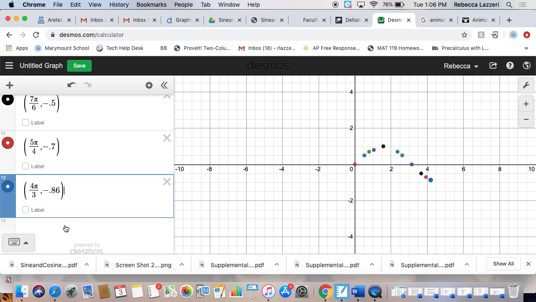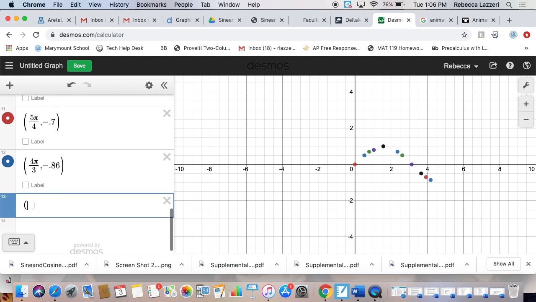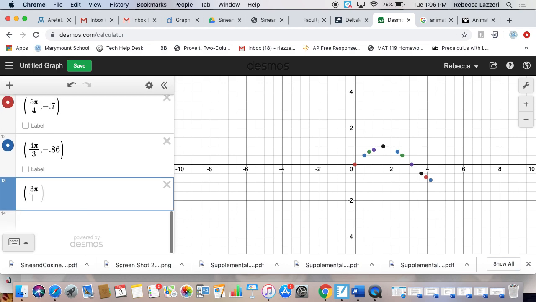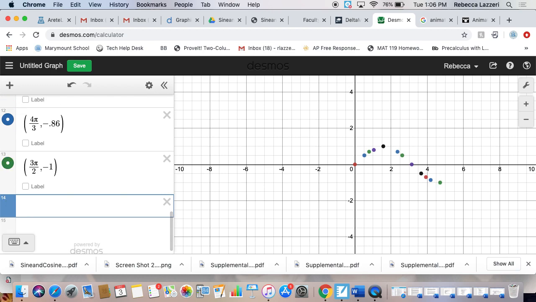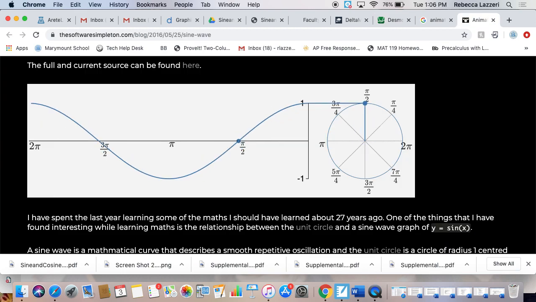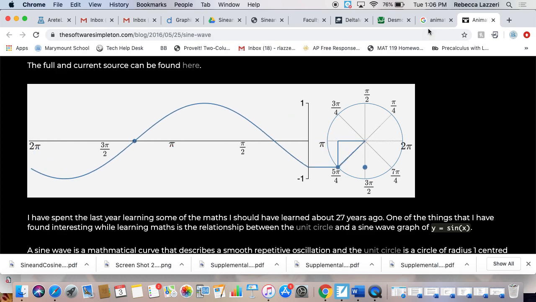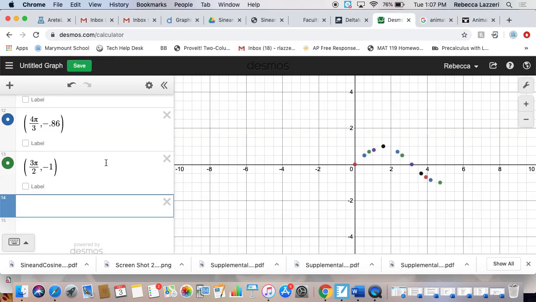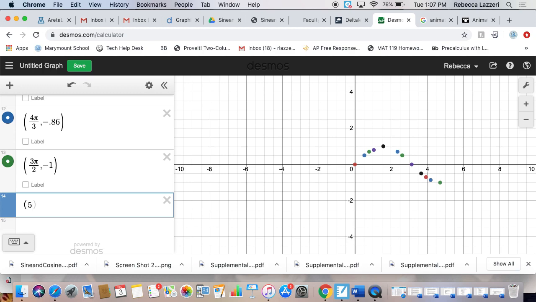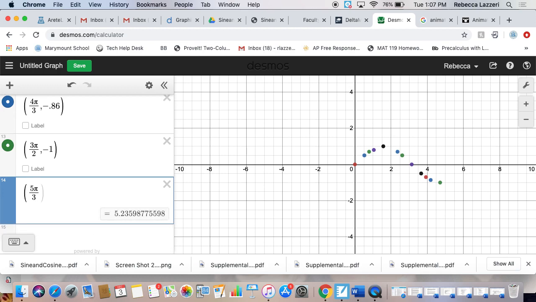It probably got really old writing down the same things over and over again. Do we have 3 pi over 2 now? Yeah, 3 pi over 2, and then negative 2. That's at the very bottom, so that one's negative 1. All right, and then you're going to hear the same numbers again. So now we're at 5 pi over 3? Yeah, 5 pi over 3. Oh, Desmos. Okay. 5 pi over 3, negative 0.86.